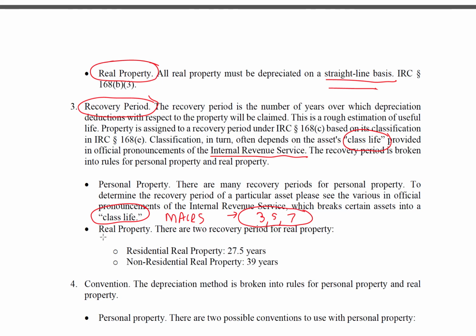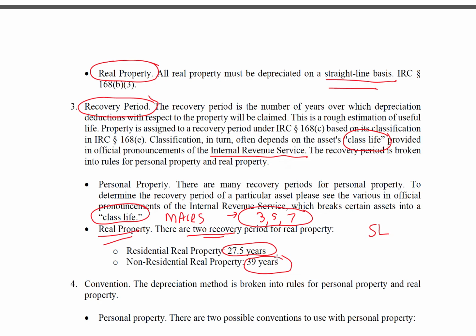Now, real property is a lot more straightforward, and there's 2 recovery periods. If it's residential real property, so we're talking about buildings here, it's always 27.5. And remember, real property is going to be straight line under the method, right? So residential real property, 27.5 years. Non-residential real property, which is everything other than residential, right? So factories, office buildings, those kind of things. You're talking about 39 years. So some examples of residential real property, apartment buildings, right? Whether it's investment or business. If you own a duplex and you're renting that out, those are all residential where people are living.